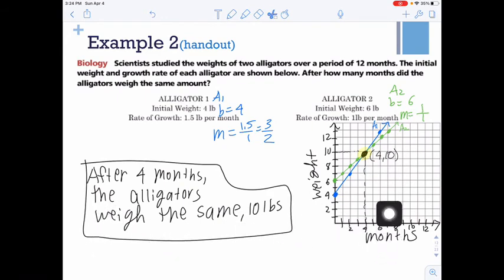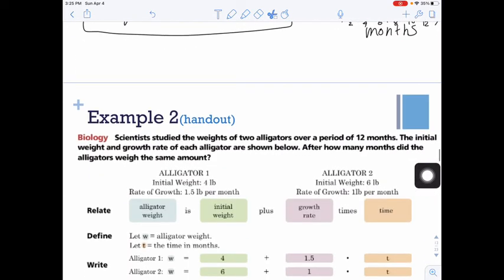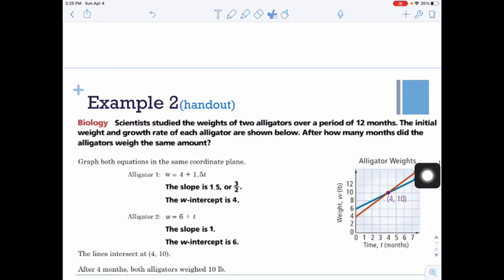Now, it's important to understand which one of these numbers represents the months and which one represents the weight, because the question asks, after how many months did the alligators weigh the same amount? It doesn't technically ask what they weighed, it just asks how many months it takes. So it's important to know that 4 is the actual answer to this question. It took 4 months. 10 represents the weight the alligators were at 4 months after the study began. The work for this problem is written out on the next few slides.